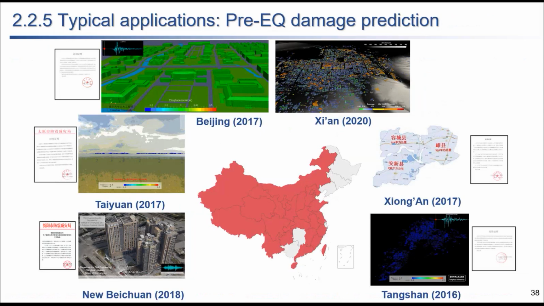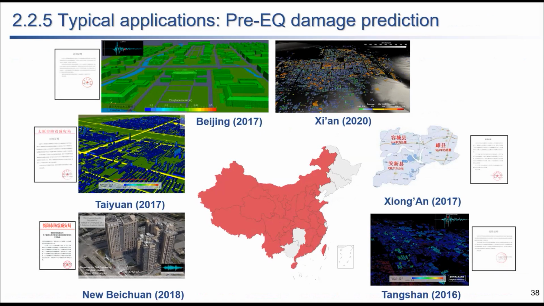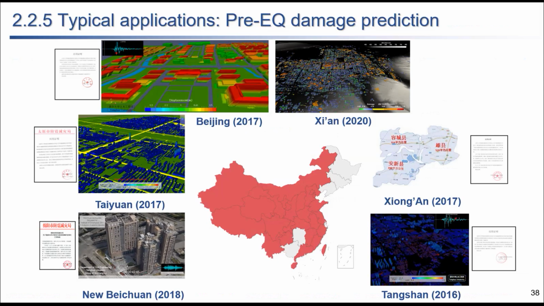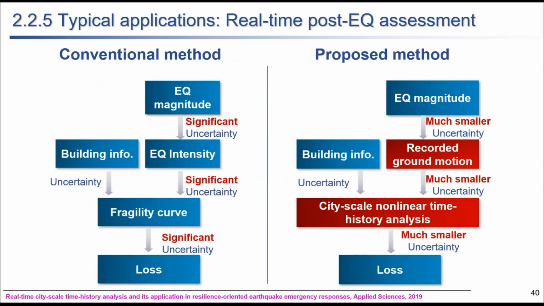And we can also use this technology for pre-earthquake urban planning. We use it for about 26 provinces in China and in more than 50 cities. And this is one example where we use this technology for the disaster preparation for the 2022 Beijing Winter Olympics. And we got very good feedback from the Olympic organization community. We simulated the entire Olympic campus and did some preparation for the disaster if an earthquake happens during the Olympic times.